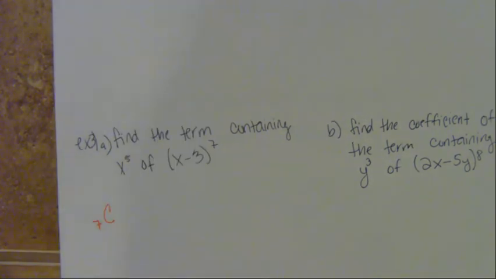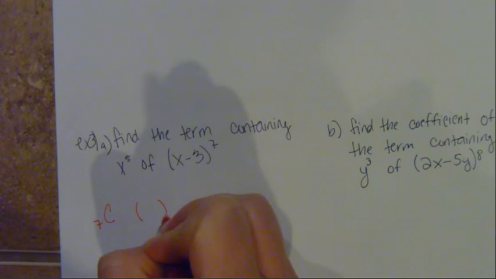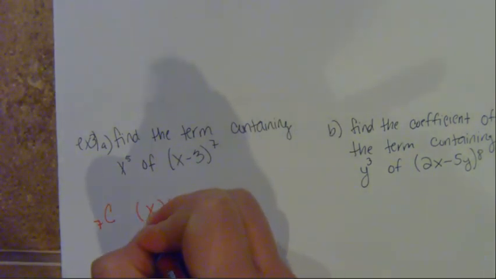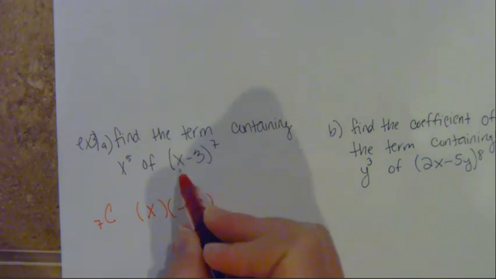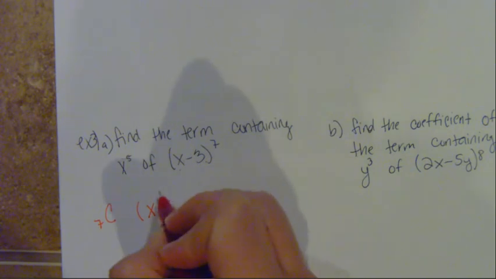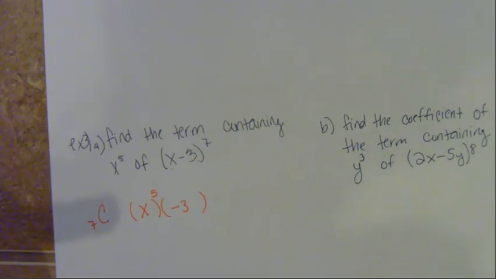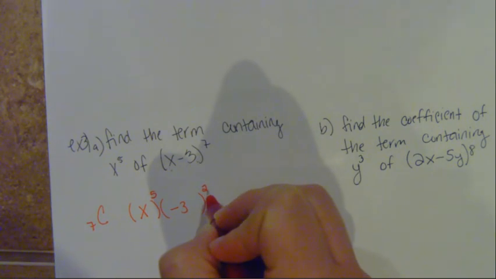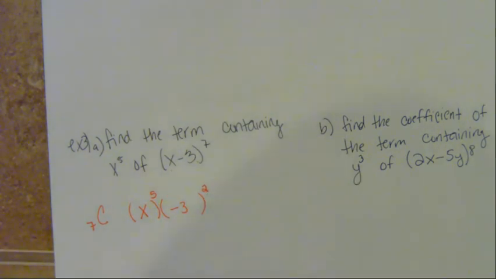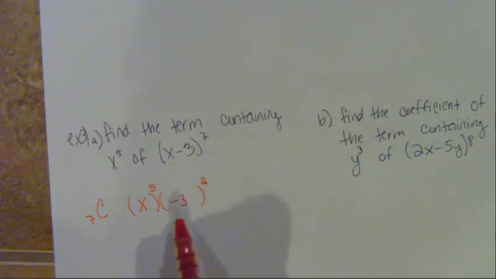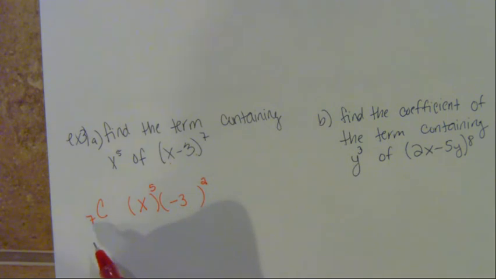Now, when we think about setting this up, I want x to the fifth. So I'm going to put x and -3. These are my two different pieces in my binomial, right? Now, if I want x to the fifth, I'm going to put a 5 right there. And then I'm going to take this -3 and have it to the second power. Now, where did that 2 come from? Well, because this is a 5, that has to be a 2, because I know that they need to add up to be a 7.